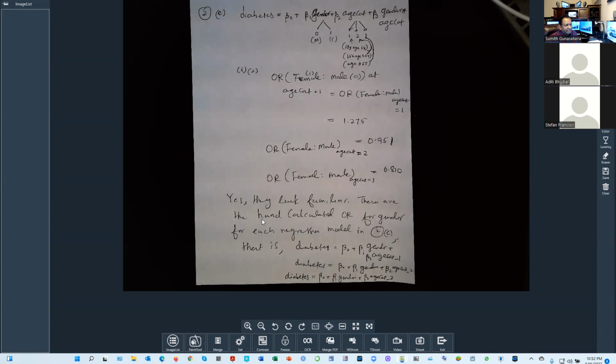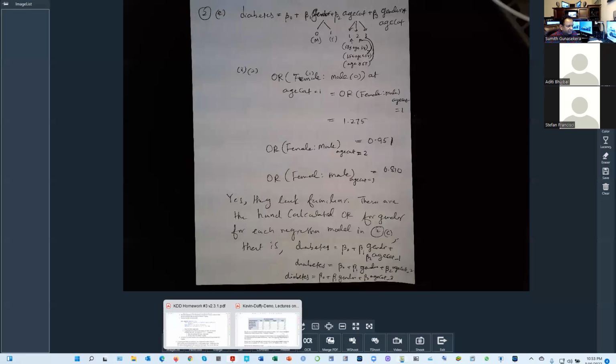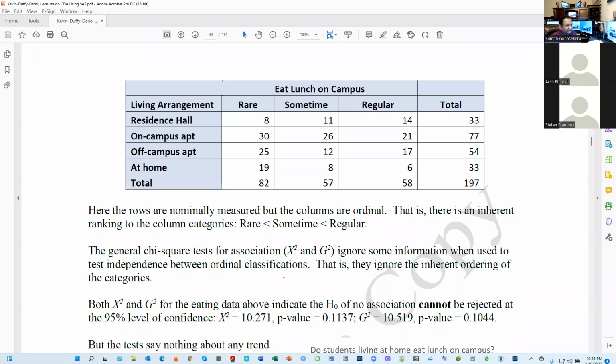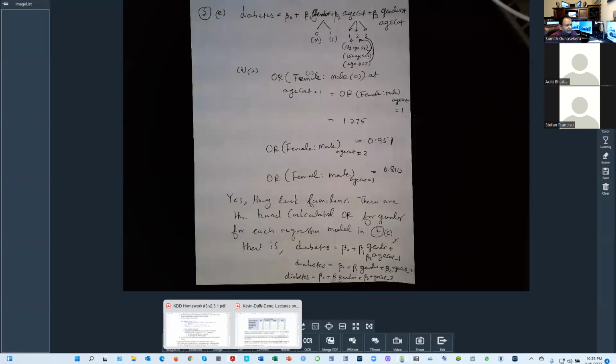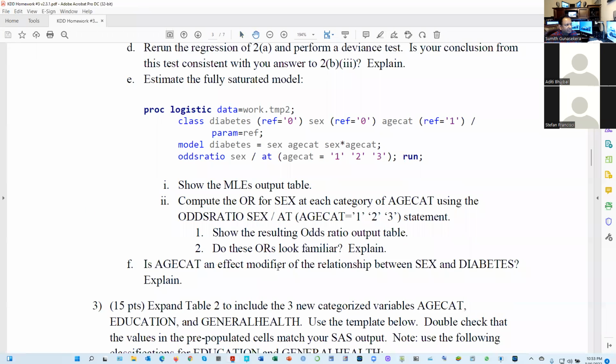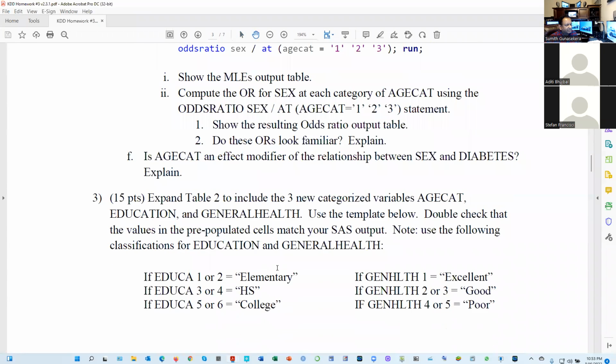They are the hand calculated OR for gender for each regression model in 2C. That is, this model and that model, for those 3 models. You can remember we got the same answer. The same answer. We got the same answer.